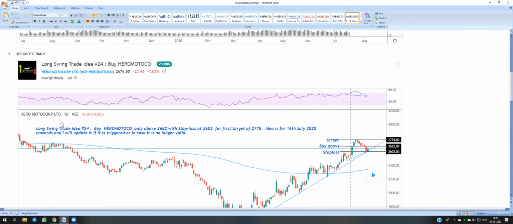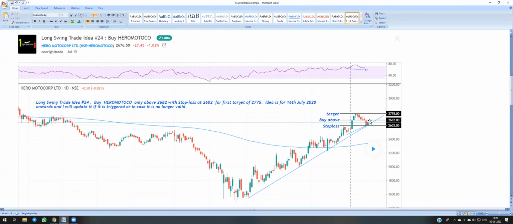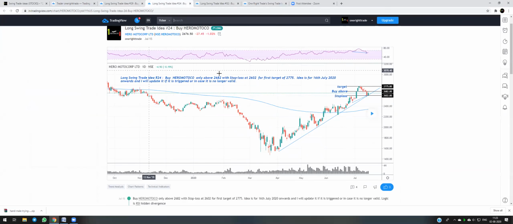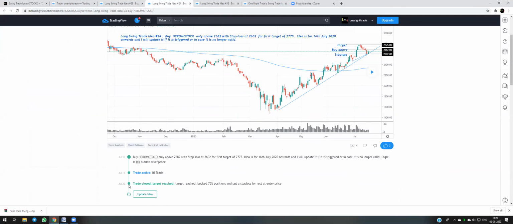The second trade is Hero MotoCorp. Again it's the same: the trend is up, the recent swing is to the downside, then there is a candle confirmation, again a bullish harami, and there is an RSI divergence, right? The result of this trade was also positive. So this is my Hero MotoCorp marking. This was 15 July, and we took an entry on 16 July.